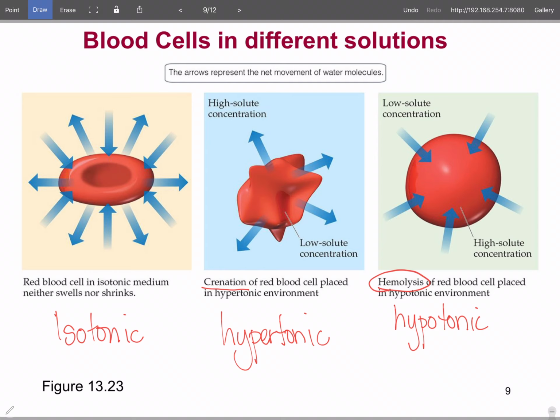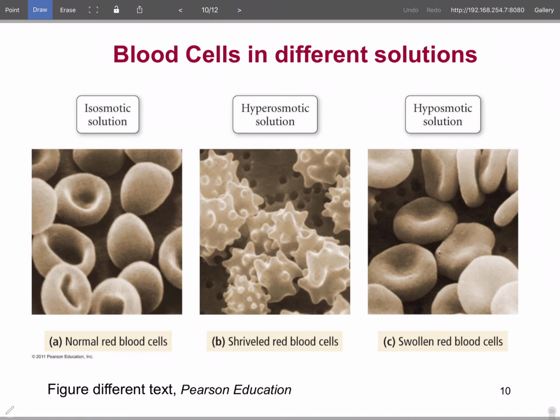So the red blood cell is hypotonic with respect to it, it's got a higher concentration, so all the solvent wants to go in, and it's like a balloon. You keep adding more air and it's going to bust. So this is why it's critical that you get IVs and fluids, etc., that are isotonic with whatever you need.